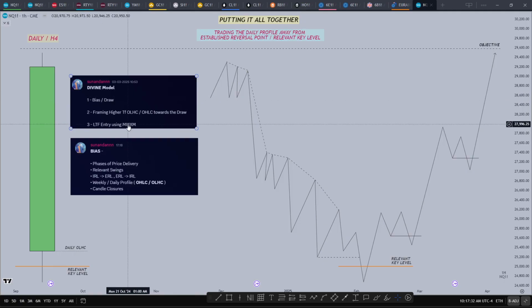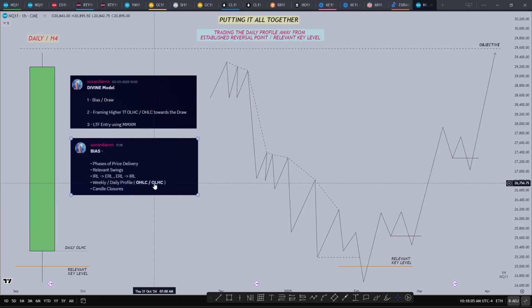So my model, in simple words, has the first step always being bias and draw, which I mainly use to find my bias, my draw, my narrative on the daily and H4: phases of price delivery, expansion, consolidation, retracement, reversal, relevant swing, IRL, ERL, ERL to IRL. I hope everyone knows a bit about it. If you don't know it deeply, I have an in-depth video for each one.